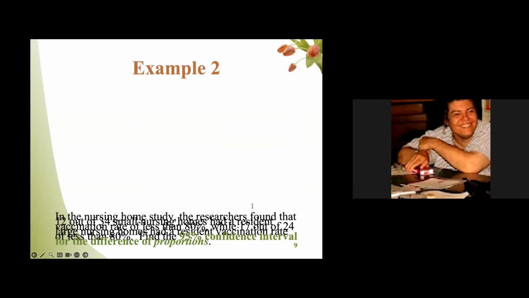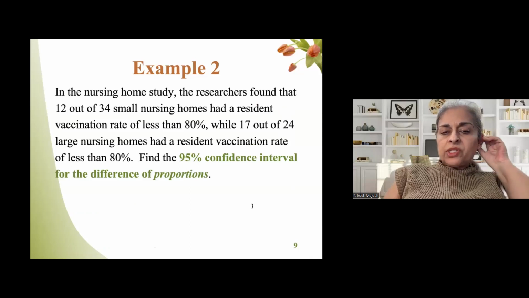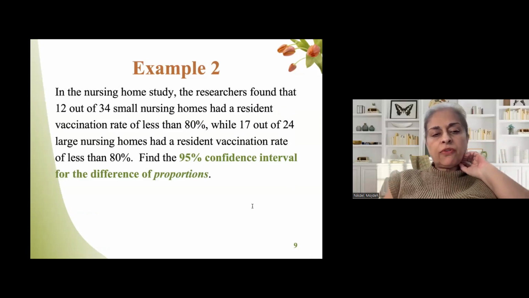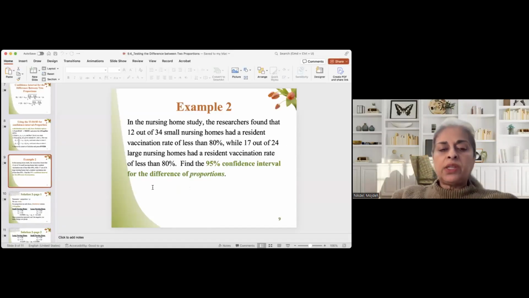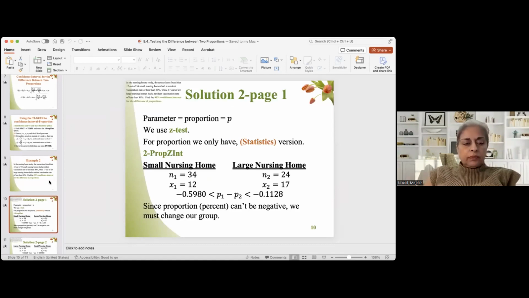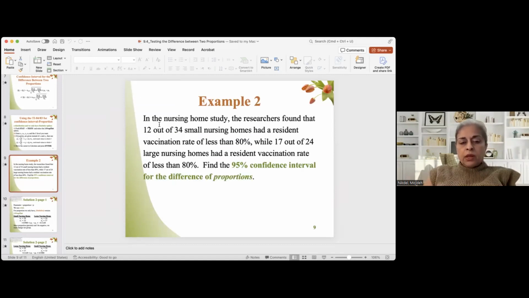Oh, sorry. In a nursing home study, the researcher found that 12 out of 34 small nursing homes had a resident vaccination rate of less than 80%. Okay, let me, I still have time. So I call small nursing home group 1. My n1 is 34, x1 is 12. This is not p1 hat, okay?